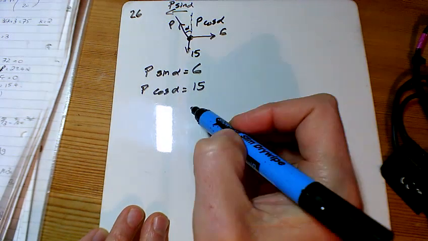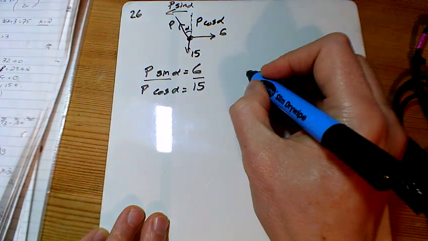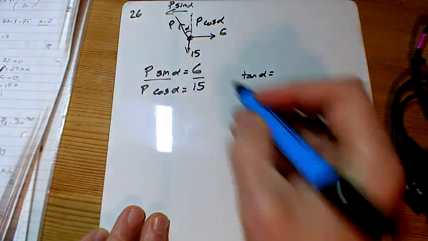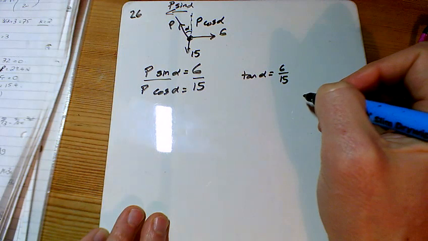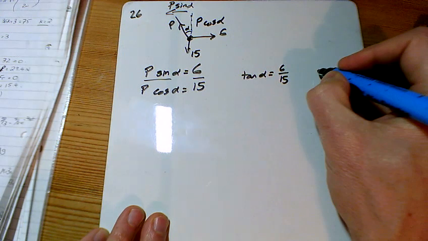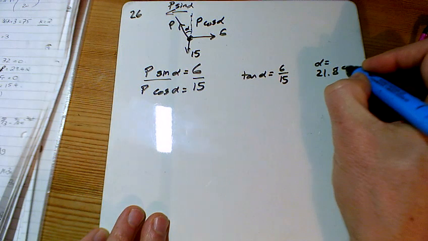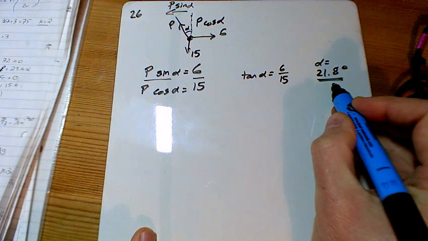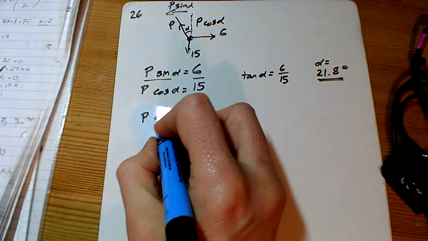So I'm going to divide these two equations. The P's are going to cancel out and I'm going to get tan alpha, because sine divided by cos is tan. Tan alpha is 6 over 15. And if I do the inverse tan of that, that tells me alpha is 28.1 degrees.